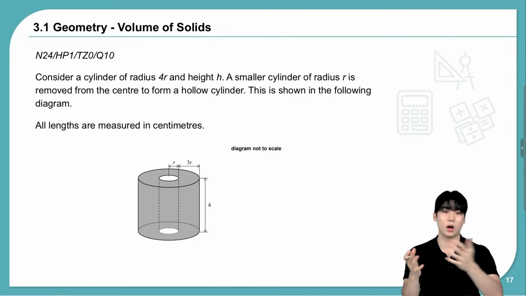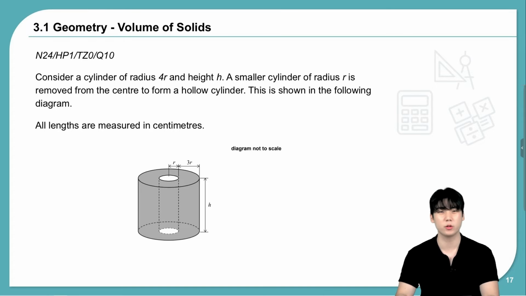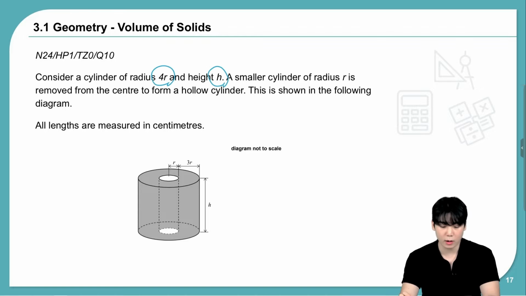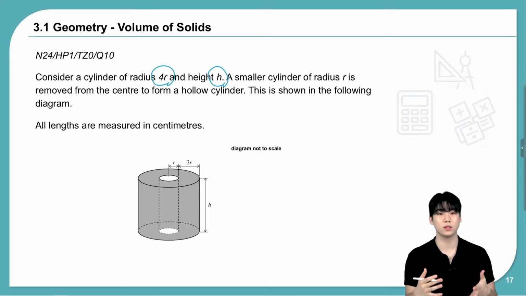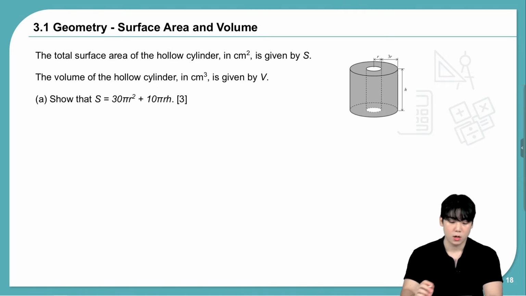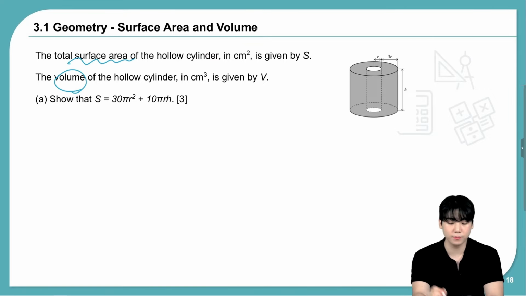All right, so we can move on to this question. Question 10, we're given a cylinder, another geometry question in fact. We're given a cylinder, radius of 4r, height h, and we have a smaller cylinder removed, so as to make a hollow cylinder. And let's move on to the question. The question suggests we need to find the volume, okay? That's what we have to find. Given the surface area given by S, we have to show that this is blah, blah, blah.